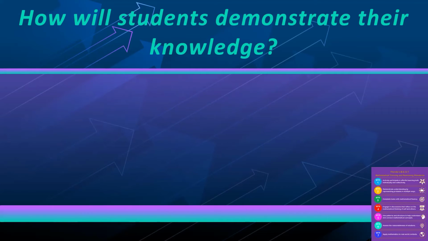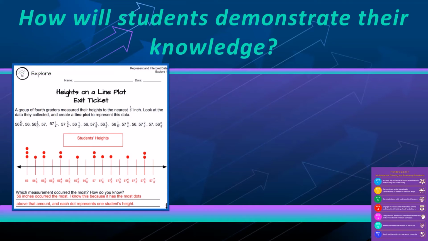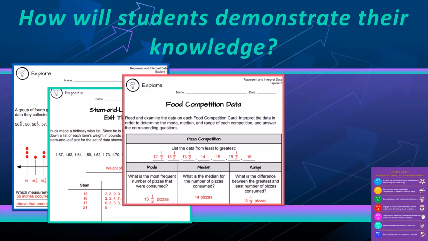How will students demonstrate their knowledge? Throughout this unit, students will be asked to collect and generate data, and they'll use these data points to create line plots and stem and leaf plots. As well as creating the stem and leaf plots and the line plots, students will be expected to read already created graphs and use those graphs to interpret the data. Once students understand the different ways we can organize and represent data, they'll start to interpret it by finding the mode, the median, and the range of various data sets.